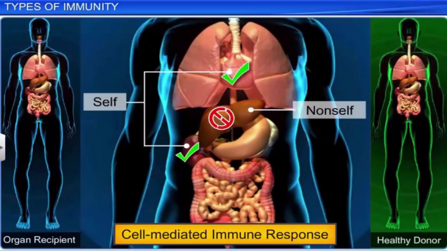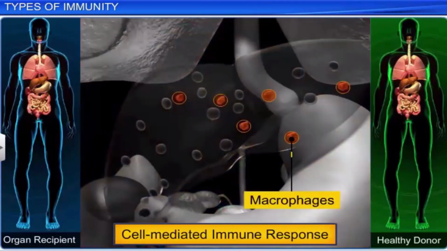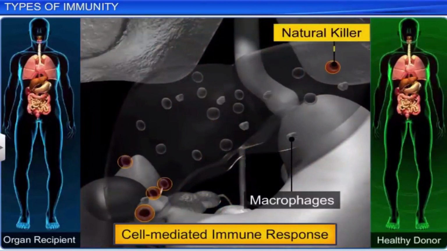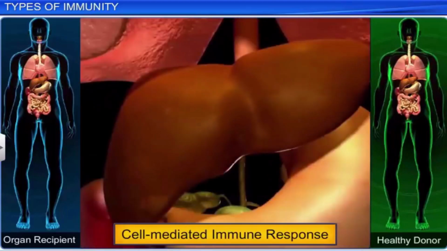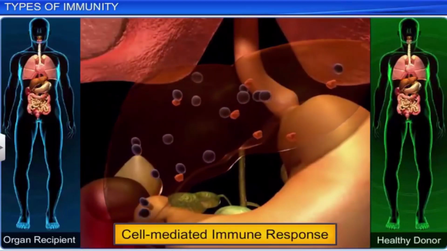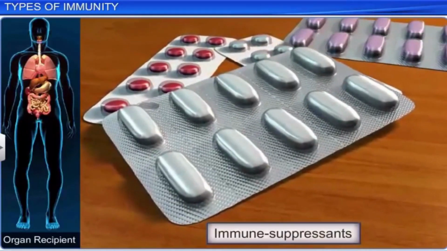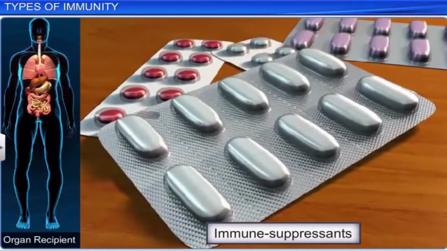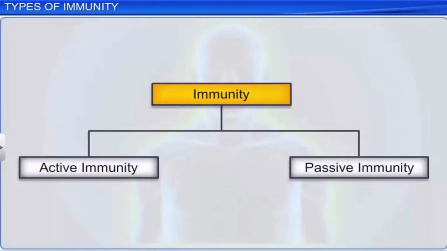It is an immune response that doesn't involve antibodies, but it involves the activation of macrophages, natural killer cells or NK, antigen-specific cytotoxic T lymphocytes, and the release of various cytokines that fight antigens. Patients who have had organ transplants have to take immune suppressants all their lives to inhibit their body's immune response against the transplant.